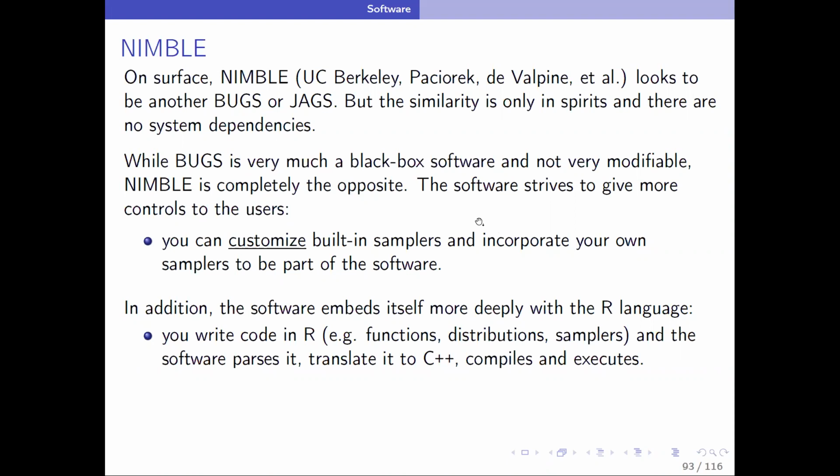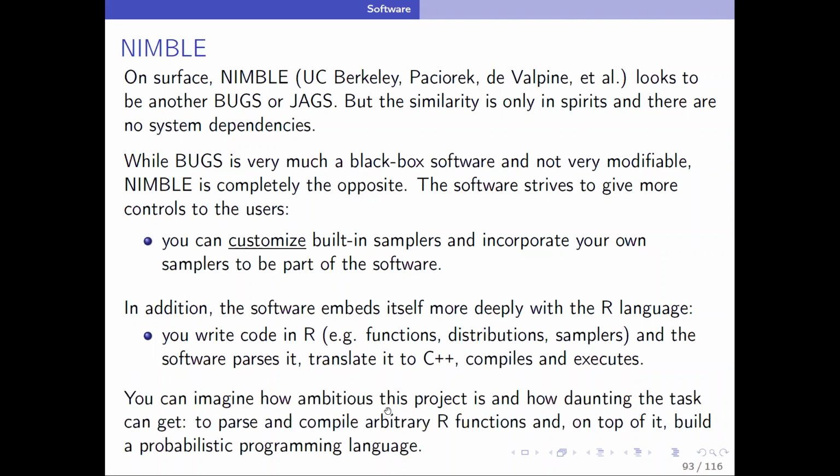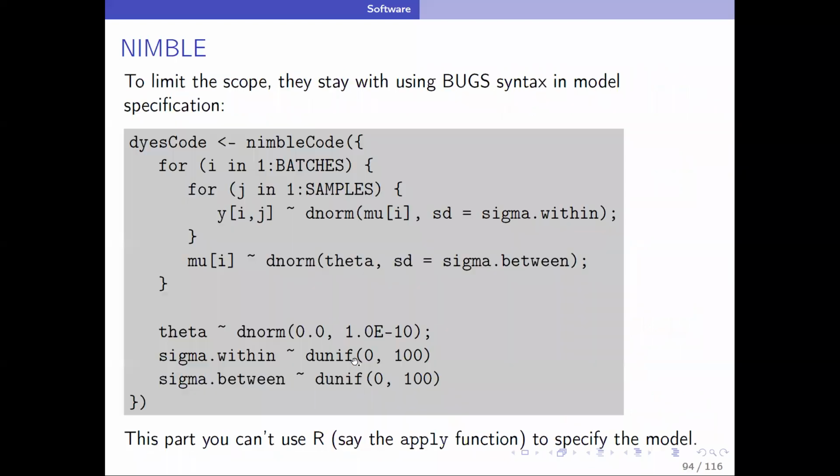They made the software closer to R, wanting to be more deeply embedded with the R language. They not only give you more customization capability, to say you want to change your sampler, you can incorporate your own sampler to be part of the software. You can actually write code in R, and the software parses it and translates it into C++, compiles and executes. And you can imagine how daunting this project is. And that's why they only support a subset of R. R is an interpreted language. It's not a compiled language, so you can't do arbitrary R functions in NIMBLE.